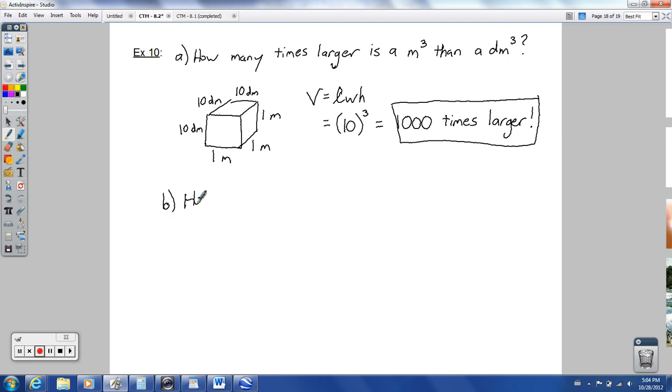So let's do one more here. How many times bigger is a cubic kilometer? Oh, sorry.